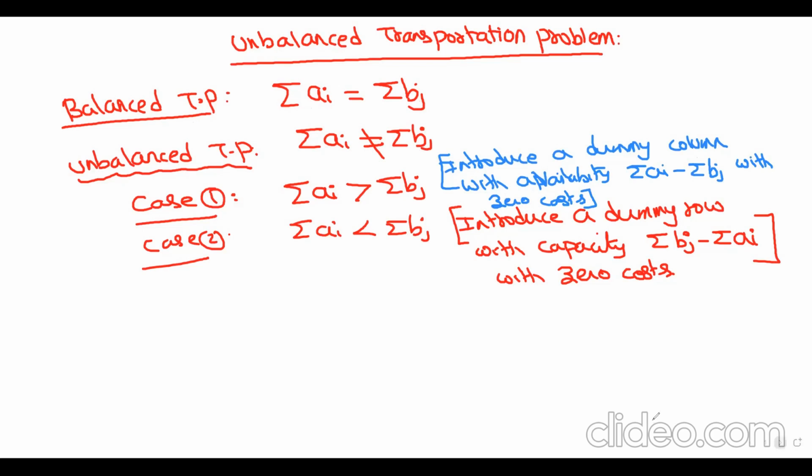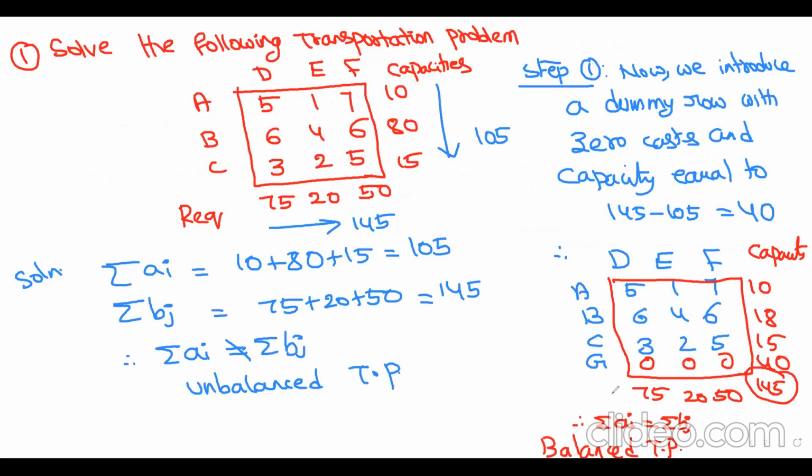So come to this problem. Now we converted the unbalanced problem into a balanced transportation problem by introducing a dummy row with zero cost and capacity equal to summation Bj minus summation Ai. Now we'll solve it. Step one: we find the initial basic feasible solution by VAM.